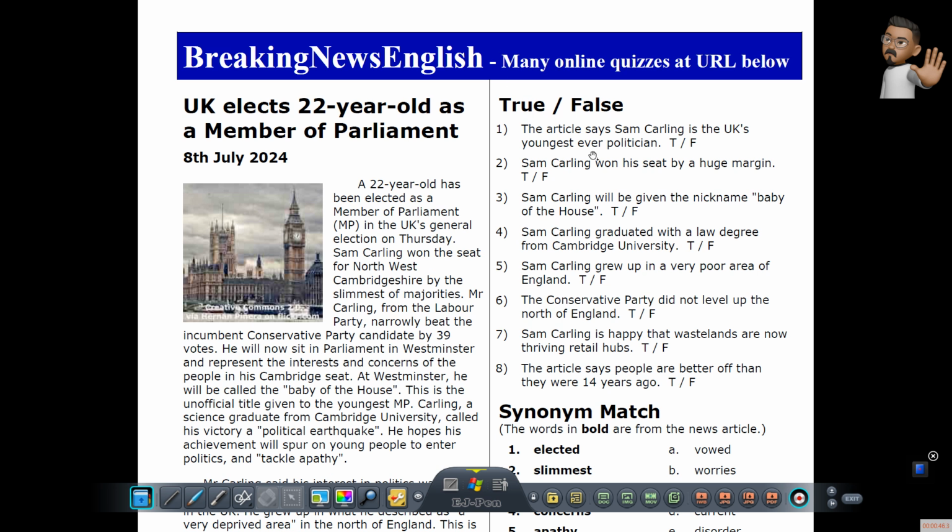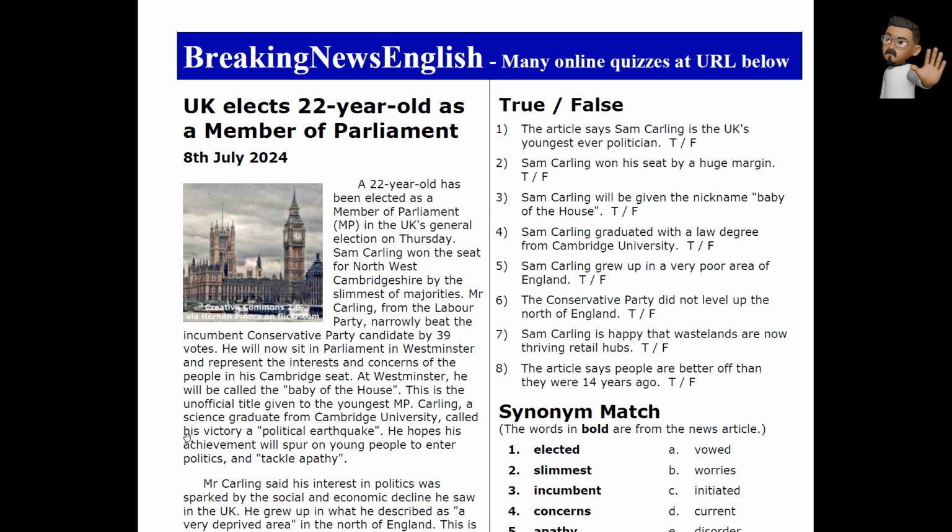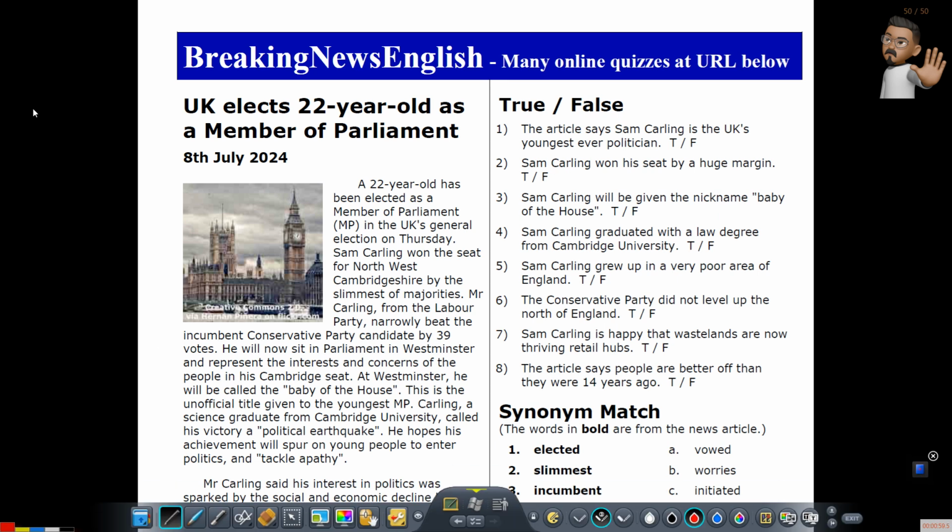Okay, so UK elects 22-year-old as a member of parliament. Sorry about parliament. There are 2 distinct Congress systems. What is a Congress, guys? Write it down, Congress.